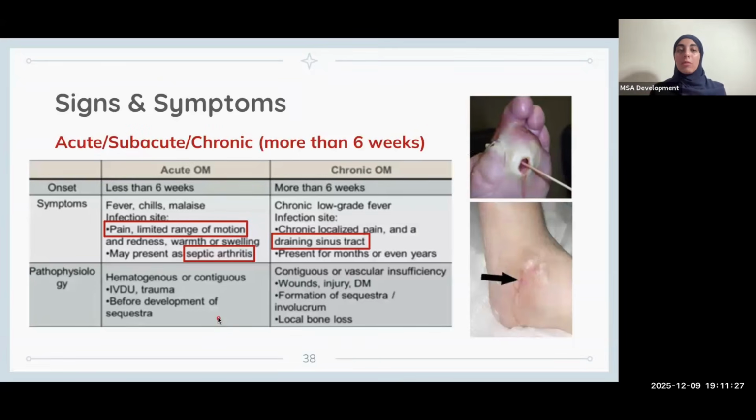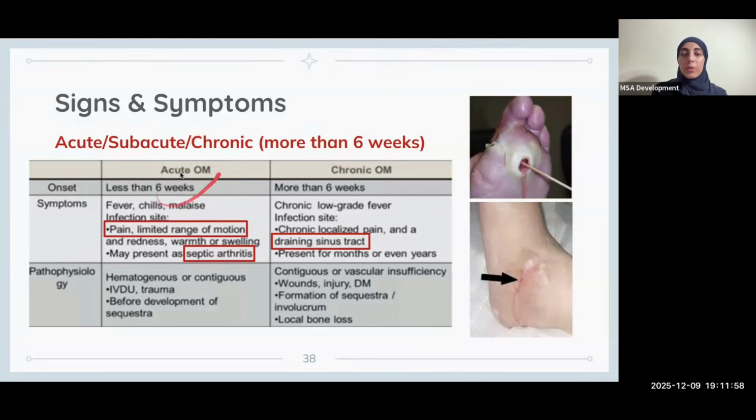Okay, now how do these patients present? It makes sense to know, this is an inflammation, there's an infection, so they're going to have all of the cardinal signs of inflammation again. They're going to have pain, redness, warmth, swelling. They're also going to have fever, chills, and it differs whether it's acute or chronic. Acute is less than 6 weeks, chronic is more than 6 weeks, so the cutoff is 6 weeks.